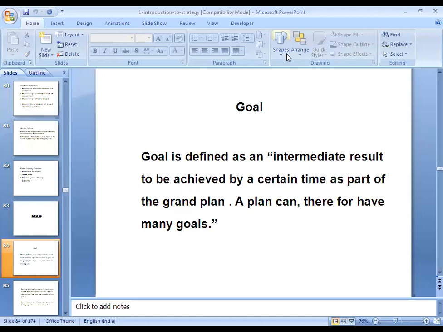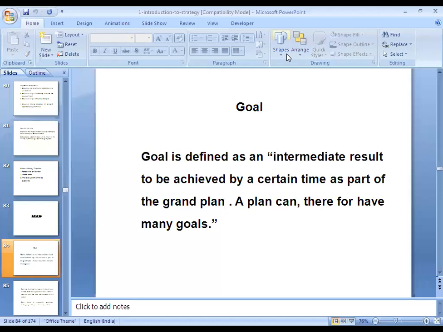Just imagine an umbrella open in front of you. When you open an umbrella, you have different spokes which get stretched in order to stretch the umbrella cloth. All these spokes can be considered objectives, whereas the stretched cloth can be considered your goal. Now, is it clear what exactly is the difference between an objective and a goal?